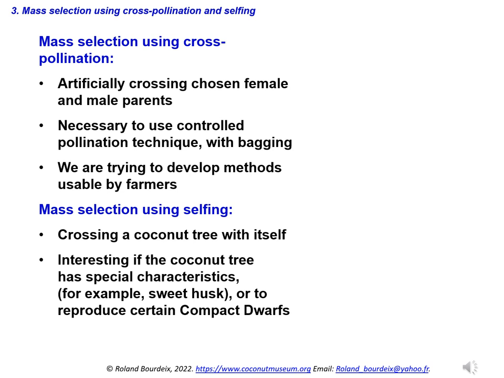Mass selection using intercrossing appears more effective, as it allows for a strict selection of pollinators while retaining the potential for large seed nut production. However, there is no experimental result to assess the genetic progress that could be realized. This method consists of artificially crossing chosen female and male parents.